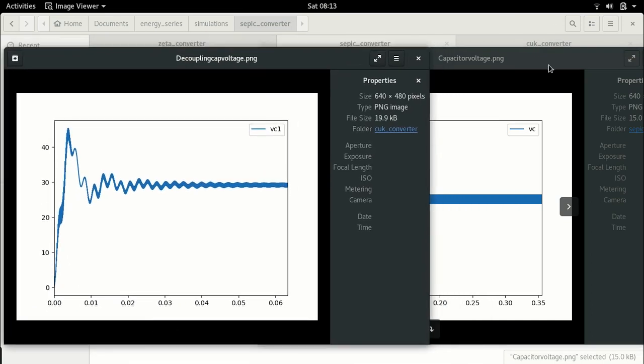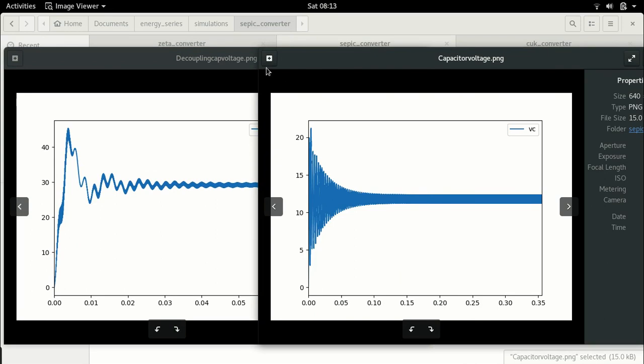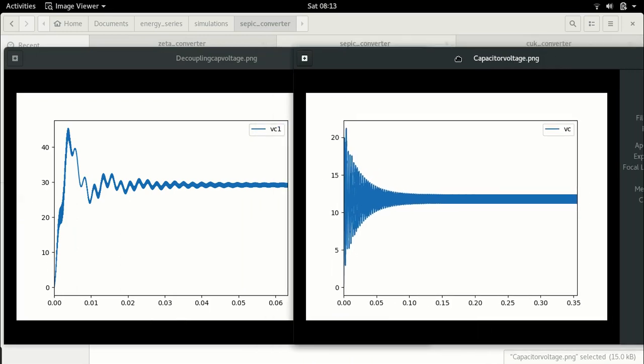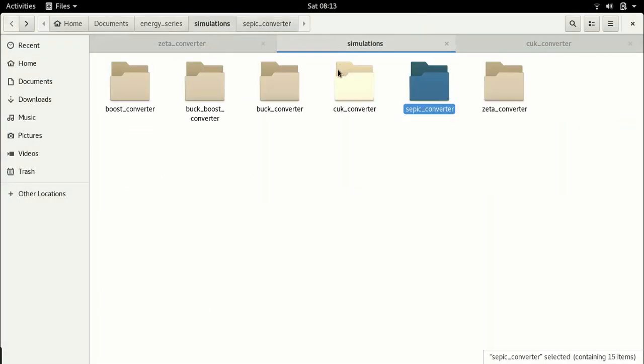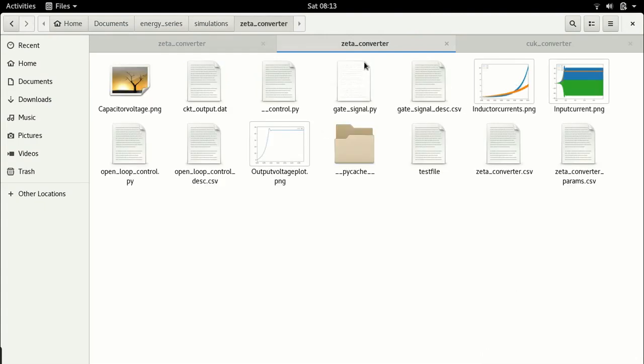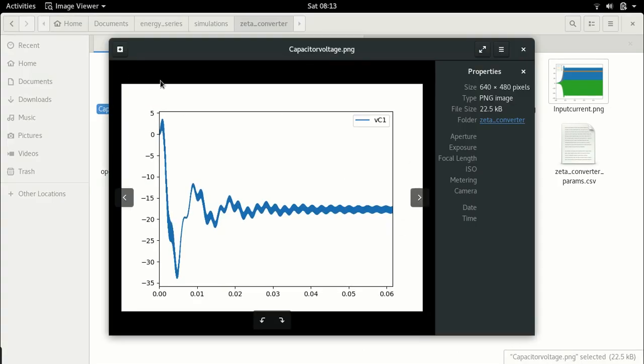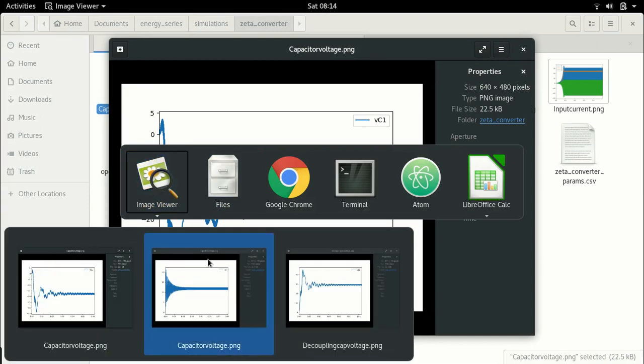So, as it is quite obvious, for the same ratings, the CUK converter has a much larger capacitor voltage, right? So now the question is, what exactly is happening? Actually, I'm in the wrong simulation. ZETA converter. Actually, close this. We have the ZETA converter. This is the capacitor voltage. Let me close the other one down. Yeah, because it should be negative. Let me just close this one down.